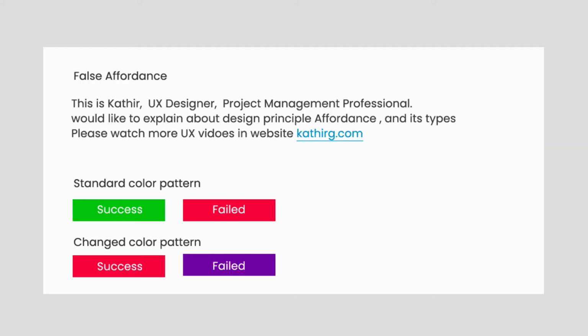The next one is the false affordance. A user perceives underlined text as a hyperlink. If the user finds it's a broken link, then it's a false affordance. Colors also have specific associations with them. For example, green is success while red is fail. So when you change this color pattern, users who are already familiar with the standard one might be confused.